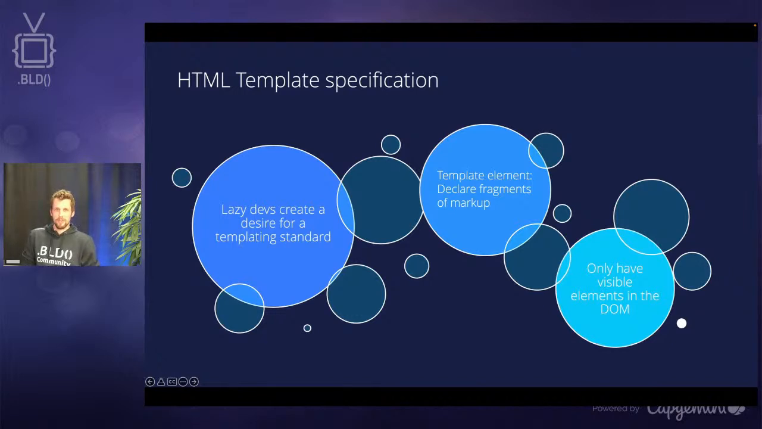Well, since most developers are as lazy as possible, there was a desire for a standard for reusing pieces of HTML. This is where the template element from the HTML template spec comes in. This element makes it possible to declare fragments of markup, which are parsed in HTML, but actually stay unused on page load. So at any moment at runtime, the template can be instantiated so that the DOM is only filled with HTML that it actually is showing at that moment.